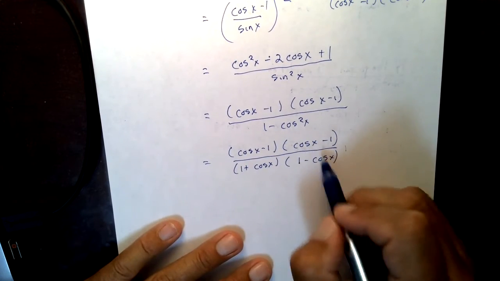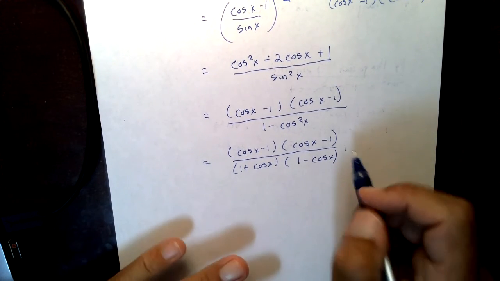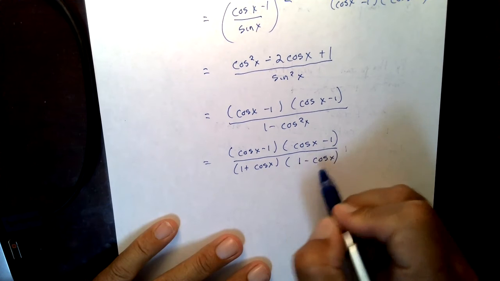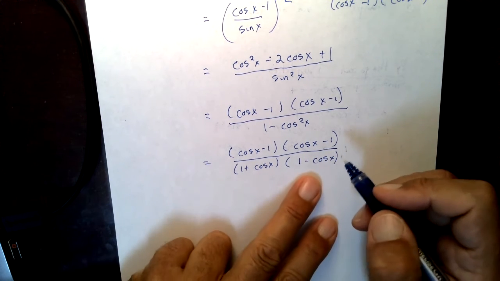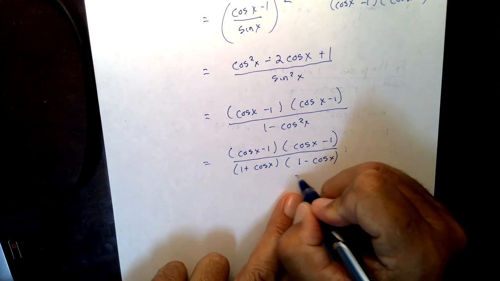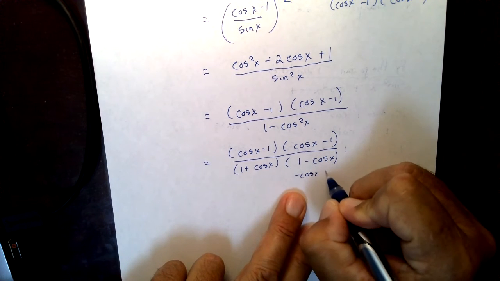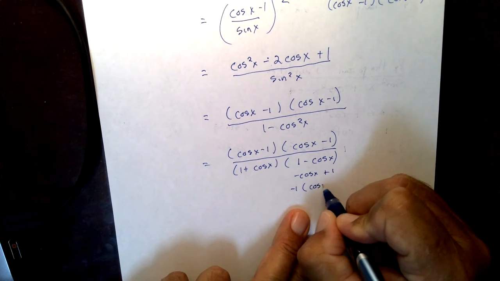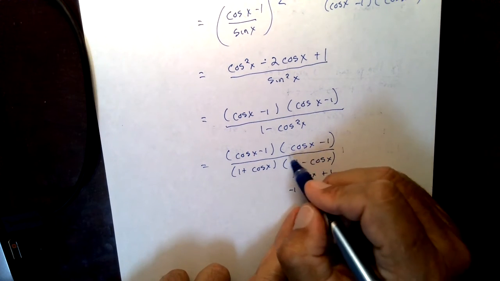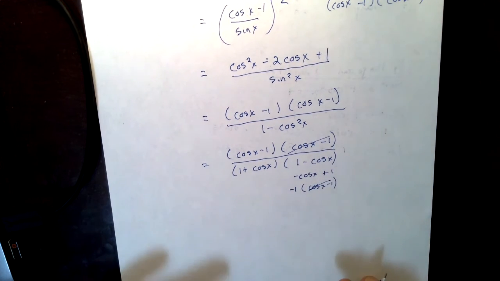Okay? So I'm still really close. And when I take a look at this, I go, oh, no, wait a minute. This is the same as negative 1. Because if I rewrote this as negative cosine of x plus 1, I factor out a negative 1, I get cosine of x minus 1. I can go and cancel these, and I have a negative 1.